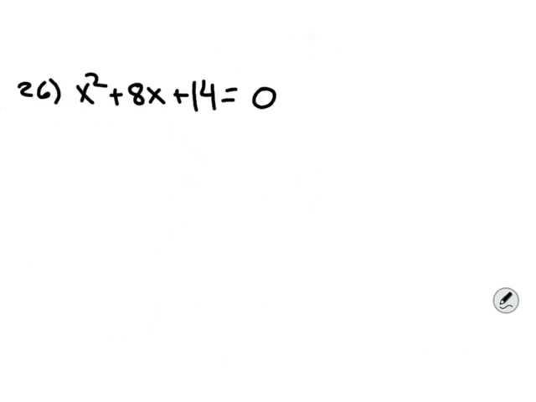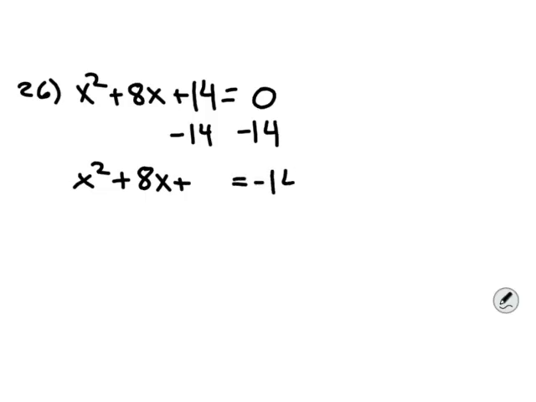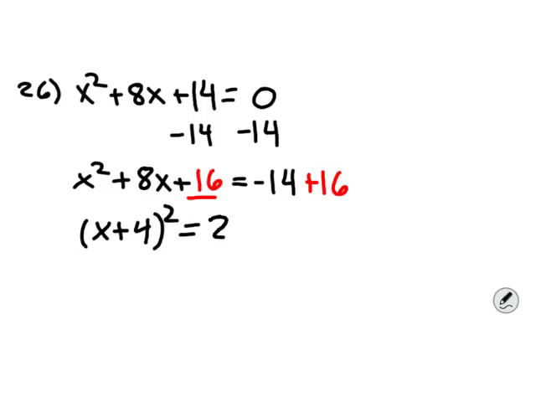Alright, the next problem. So notice the b value is even, so this is going to be a nice easy problem. So we have to subtract 14 from both sides, and then we're going to take half of 8 and square it. So we need to add 16 to both sides. So now we know that that's going to factor to be x plus 4 times x plus 4. So it'd be x plus 4 squared equals 2.